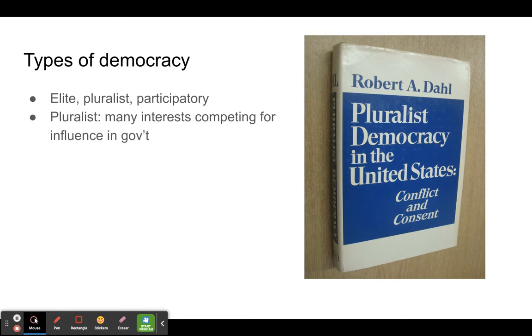And just make sure you know the three different types. And in a pluralist, right? Plural means many, right? So the idea that many interests are competing for influence in government. Not just one, not just the elite, for example, or not everyone, but many interests competing for those governments. And we gave examples of those types of interests.